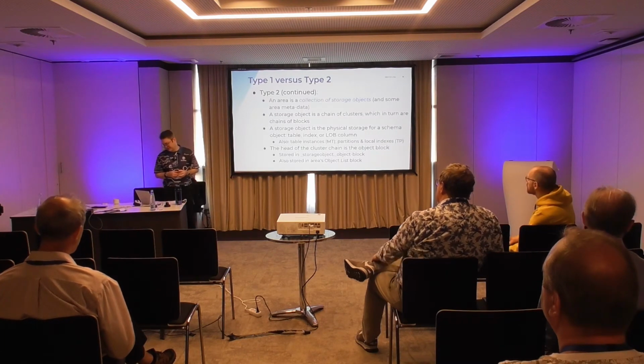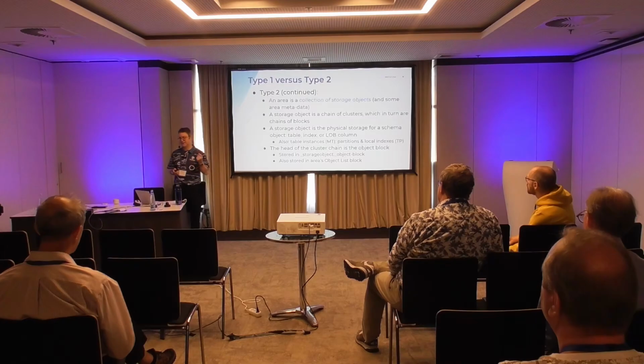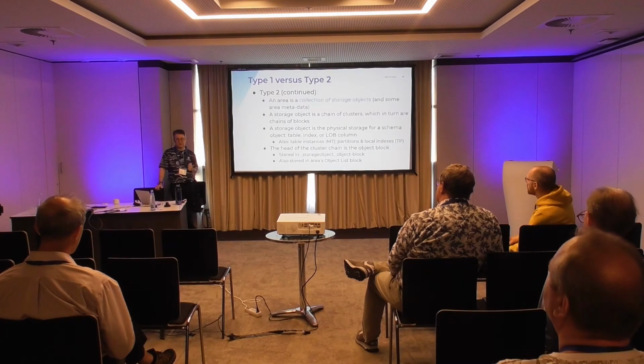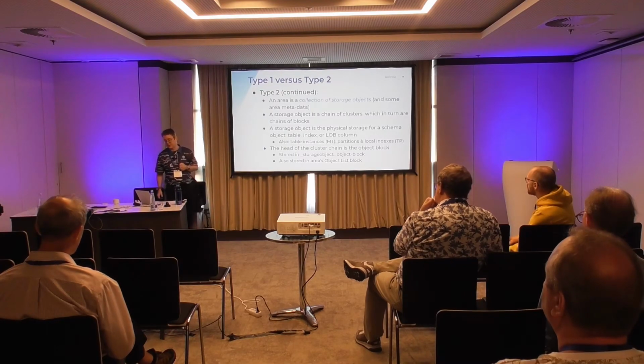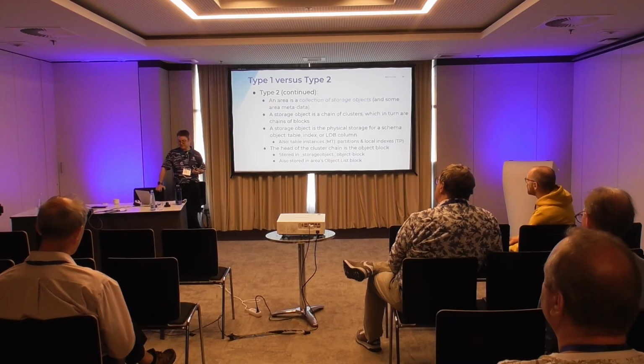Okay. And then the block at the beginning of every storage object, that is the first block in the first cluster of a cluster chain, is called an object block. The location, the DB key of that is stored in the storage object record in the object block field. It's also stored in a data structure in a type 2 specific block type called an object list block, which we'll look at later on.